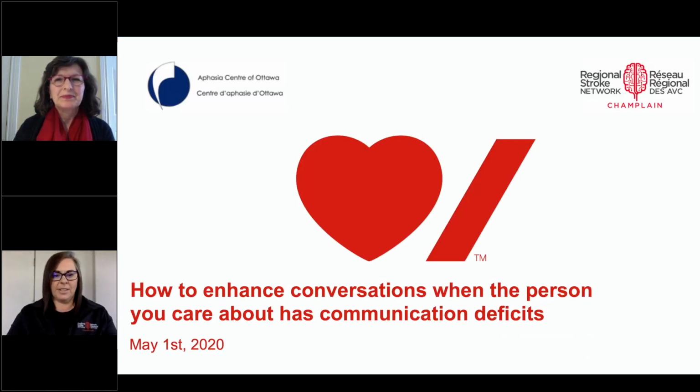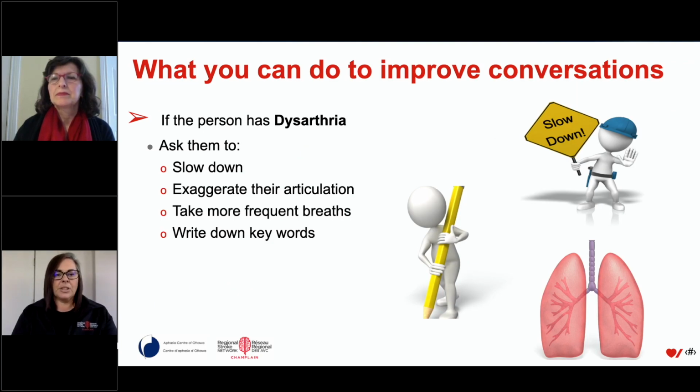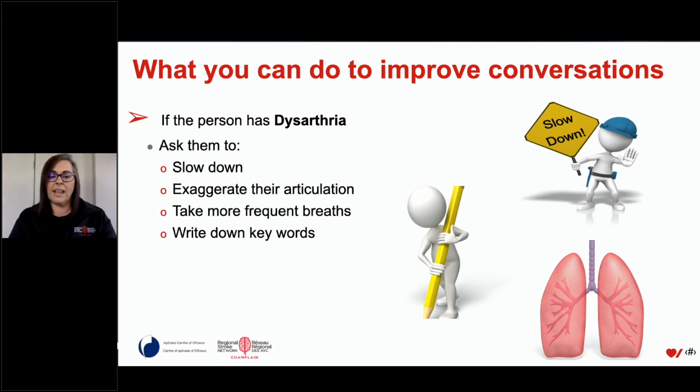So today we're going to present on enhancing conversations when the person you care about has communication deficits. So what can you do to improve conversations? We're going to talk about when the person has a dysarthria. We can ask them to slow down. We can ask them to exaggerate their articulation, take more frequent breaths, and write down key words.